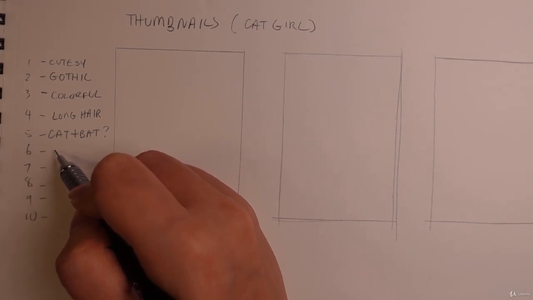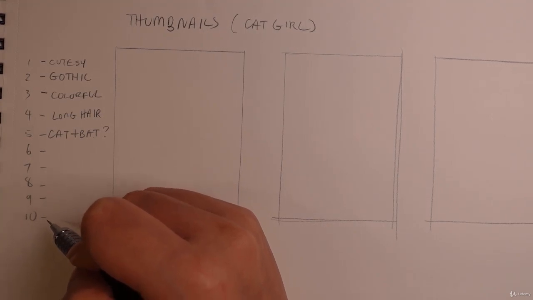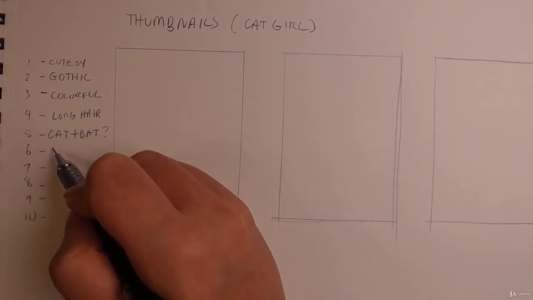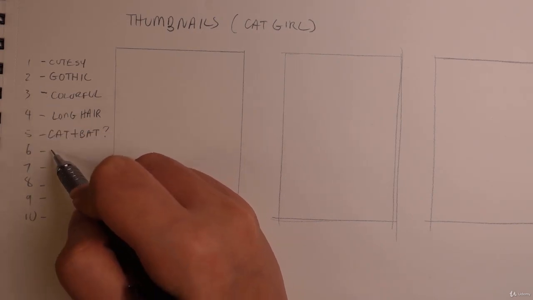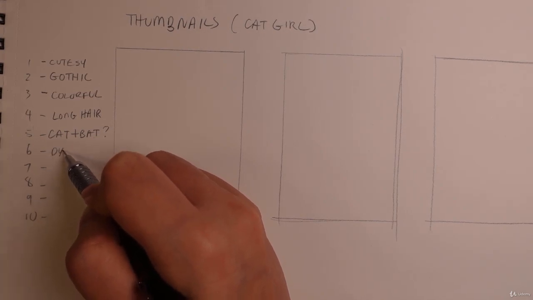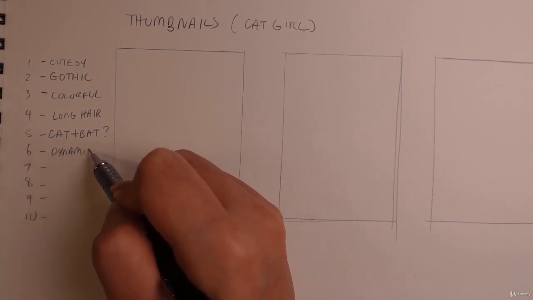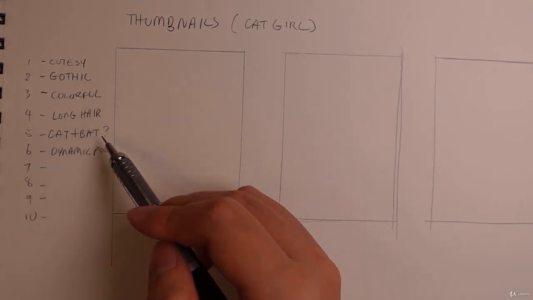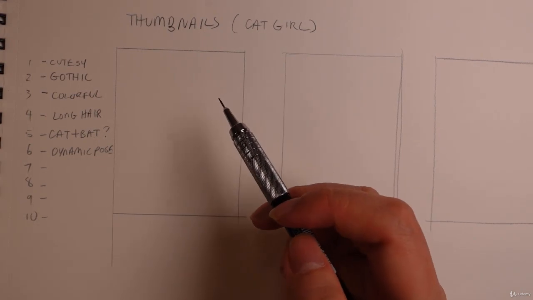I don't want it to be. I want there to be some other things. So let me think. This is just kind of like my brainstorming moments. I don't want this to be a portrait. I want this to be a nice dynamic pose, so I'm going to put dynamic pose for now. This is just a mind map of where you want your illustration to be.